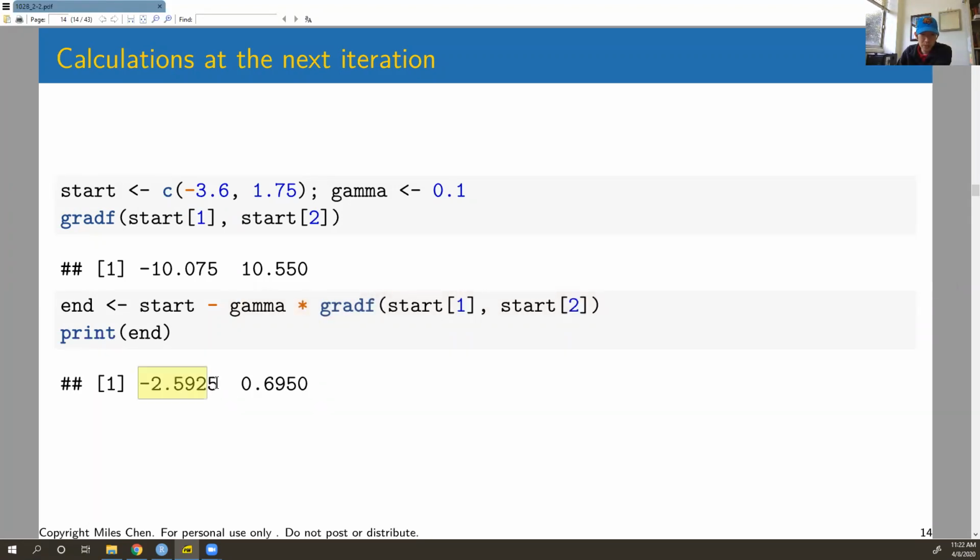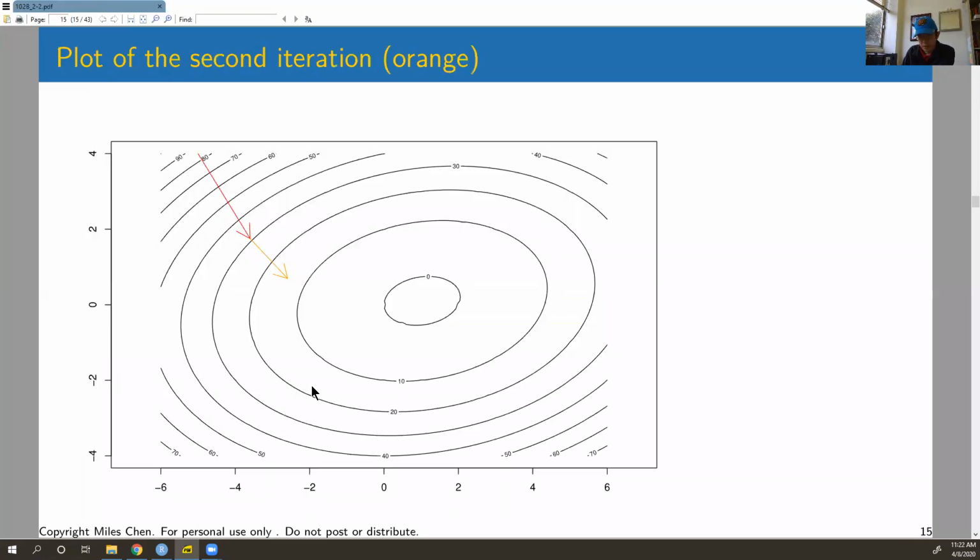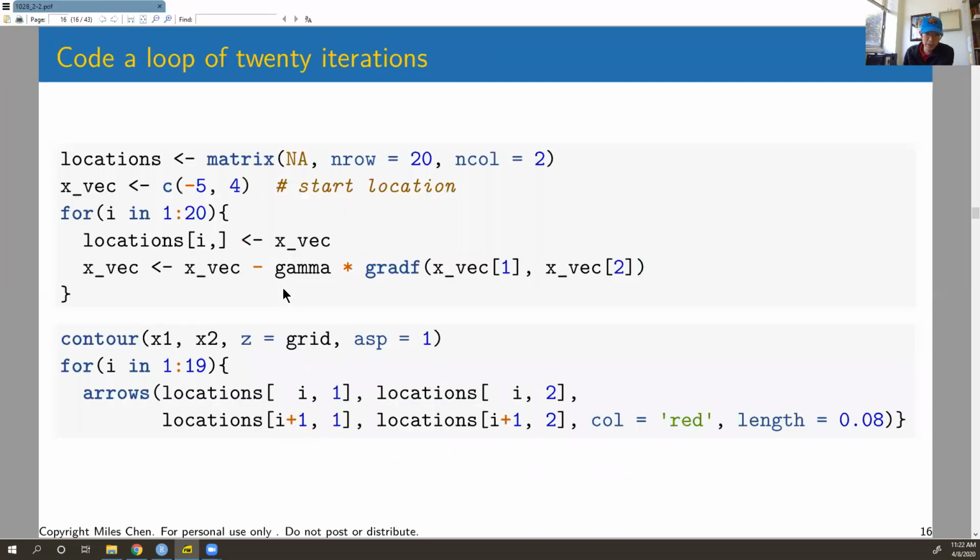So if I start off at -3.6, my next coordinate is going to be -2.59. And if I start off at 1.75, my next location is going to be 0.695. So I start off at -3.6, 1.75, and my next coordinate ends up over here. That's the second iteration. I can do a whole bunch of these iterations, and I arbitrarily choose to do 20.